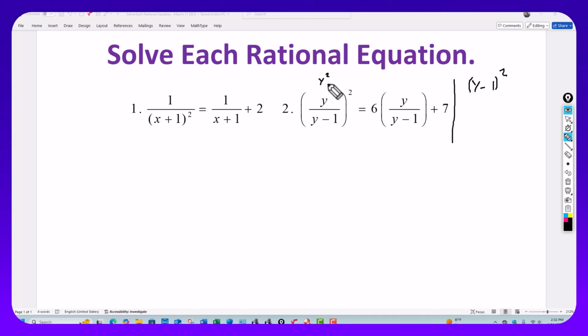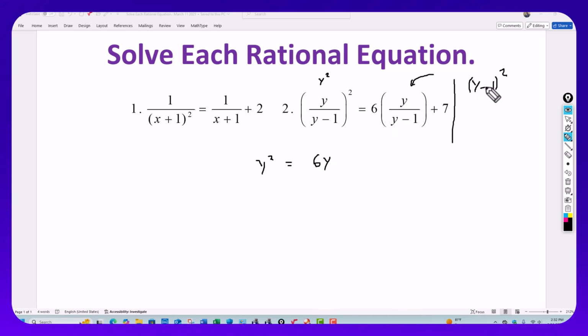So on the left side then, I'm going to have the y squared in the numerator. When you square the denominator, that's (y minus 1) squared. So that's going to cancel the (y minus 1) squared when you multiply. So on the left side, I'm going to have a y squared. And then on the right side, multiplying here, we have 6 times y. And the denominator, we have the y minus 1.